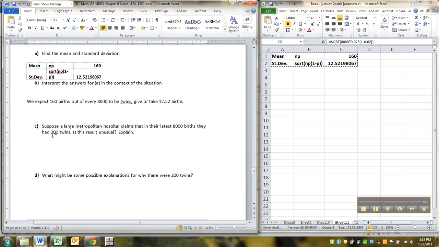So suppose a large metropolitan hospital, they had 200 twins. Is that result unusual? Well, yes, it's past 2 standard deviations. What might be some possible explanations? Well, it's possible this hospital is a center for difficult births or something like that, right? Twins are more difficult, so maybe they help out with that a lot of the time or something.